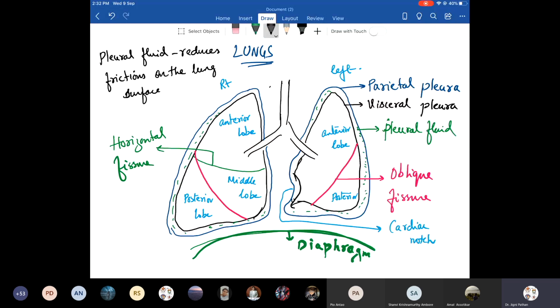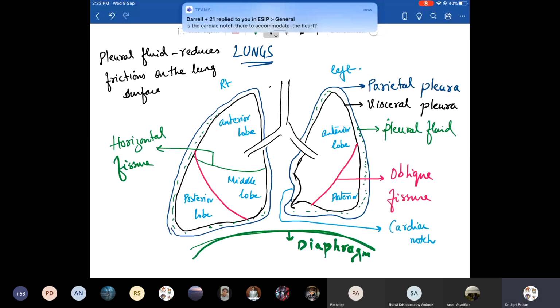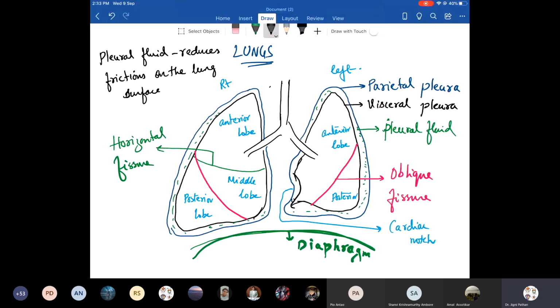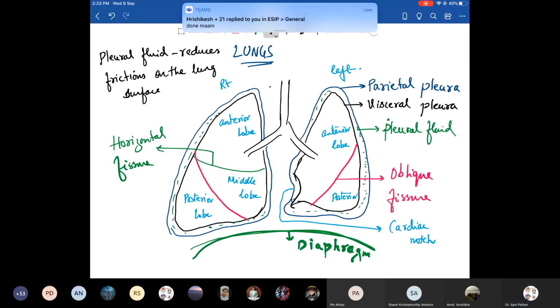Clear? Are you done? Quick, quick, quick. Yes, yes. This is the cardiac notch. It is there to accommodate the heart. Done, Rishikesh. Very good. So listen, everyone.